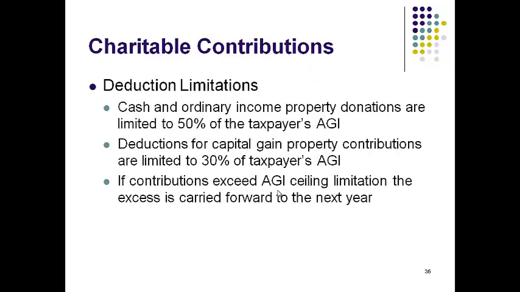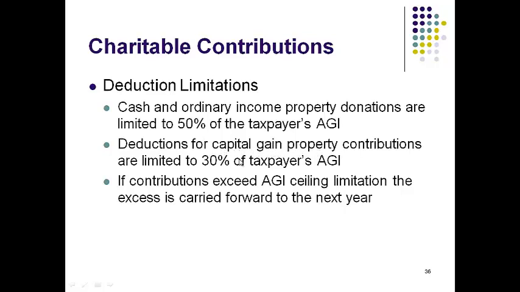So, with those three tests in mind, there is an overall limitation on our total charitable contribution deduction. The most we'll ever get to deduct of charitable contributions is half of our AGI. Now, the IRS has intervened and made this limitation a little more complicated when you give capital gain property.